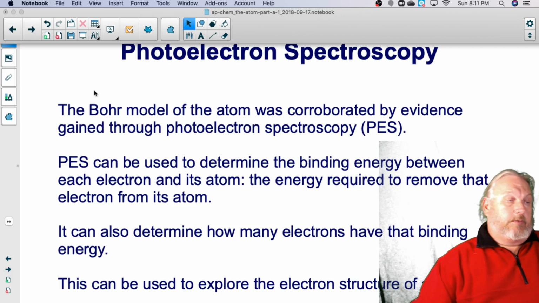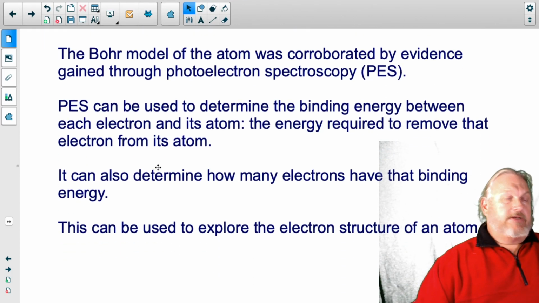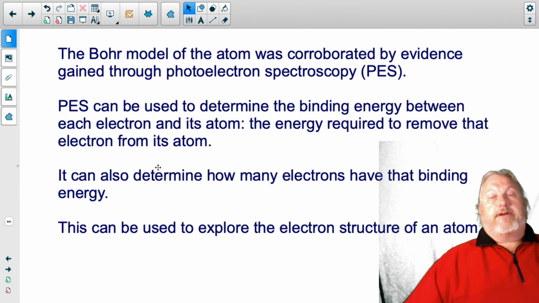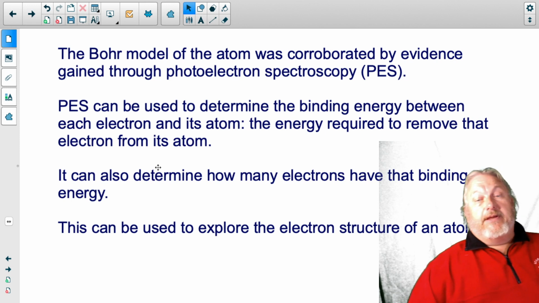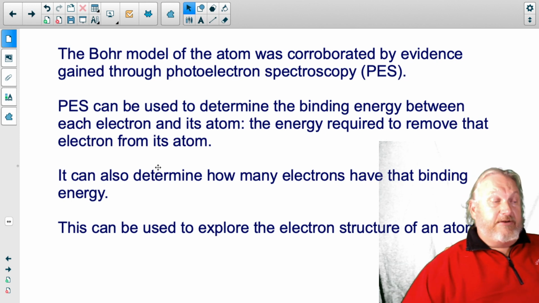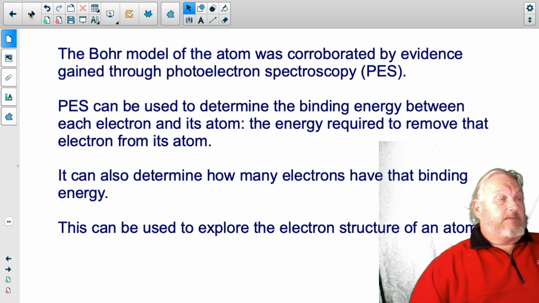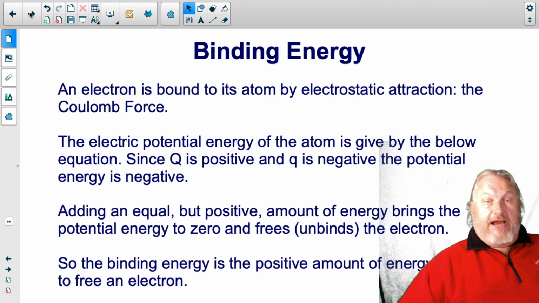And PES really tells us about this. So the quantum model of the atom was corroborated by evidence gained through PES. PES can be used to determine the binding energy between each electron and its atom, the energy required to remove that electron from its atom. It can also determine how many electrons have that binding energy. So this is something we can use to explore the electronic structure of that atom.